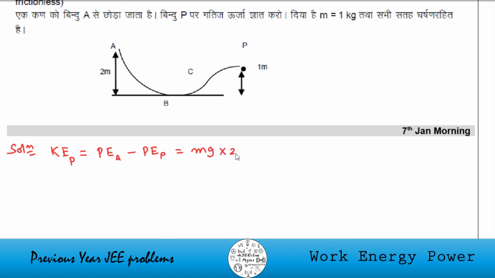So that is equal to mgh, where h is given 2 meters, minus mg into, at P, height is given 1 meter. So that is equal to 2 mg minus 1 mg, that is equal to 1 into mg, or that is equal to, m is given 1 kg in the question. So g is taken as 10 meters per second square, so our answer is 10 joules. Kinetic energy at point P is equal to 10 joules.